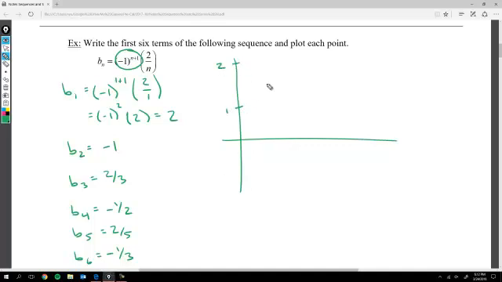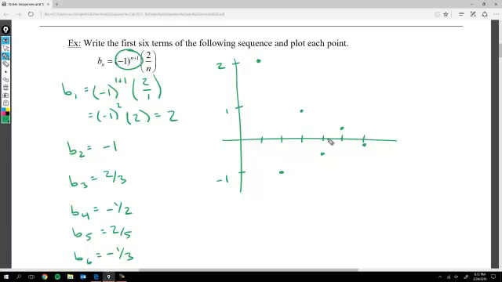I go as high as positive 2 and as low as negative 1. And I went 6, so 1, 2, 3, 4, 5, 6. My first number, when I plugged in 1, I got 2, so that's all the way up here. When I plugged in my 2, my second number, I got negative 1. When I plugged in 3, I got 2/3. When I plugged in 4, I got negative 1/2. When I plugged in 5, I got 2/5. When I plugged in 6, I got negative 1/3.